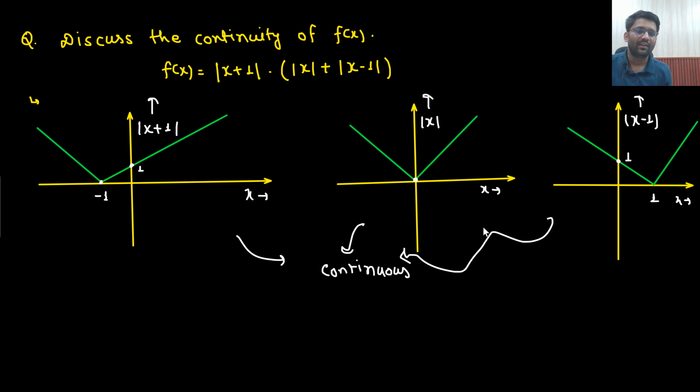So the value will come out to be 1. I don't know what kind of nature of graph it will have, but it will never be discontinuous. No. The graph will never break. Are you able to understand this point?